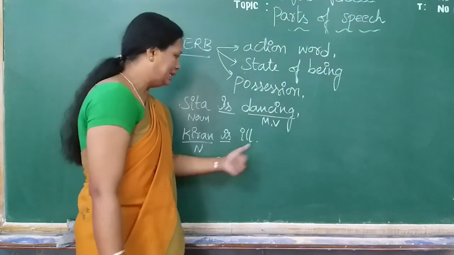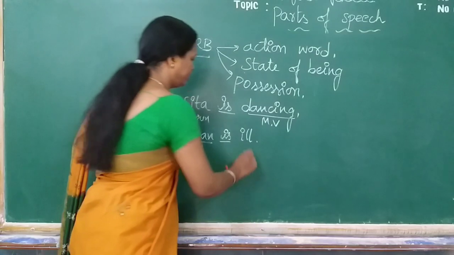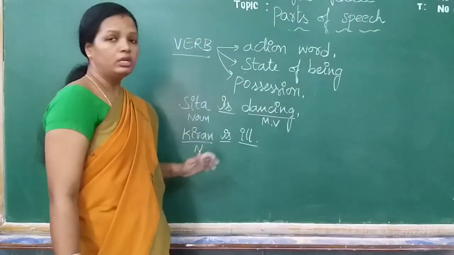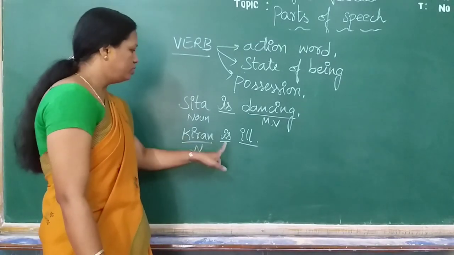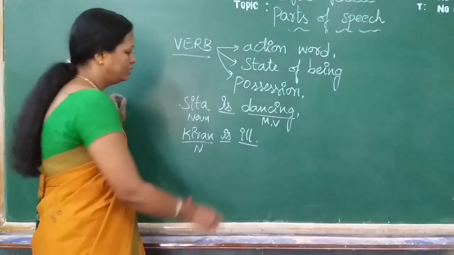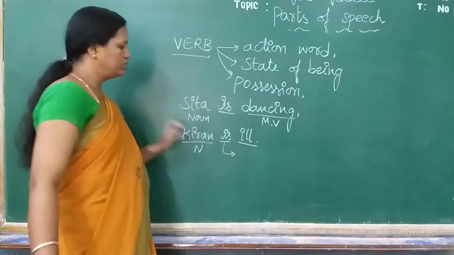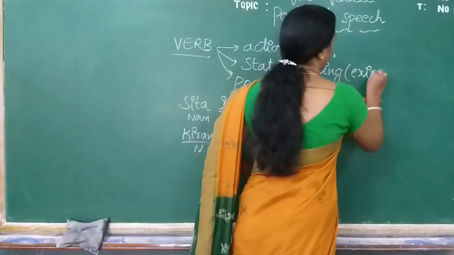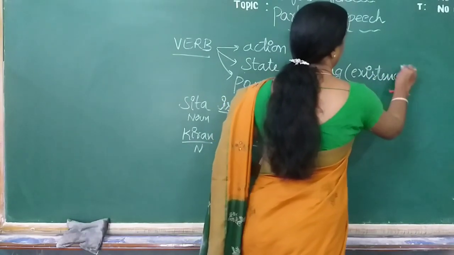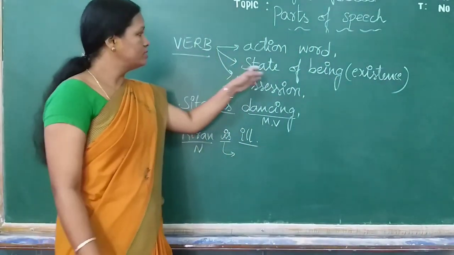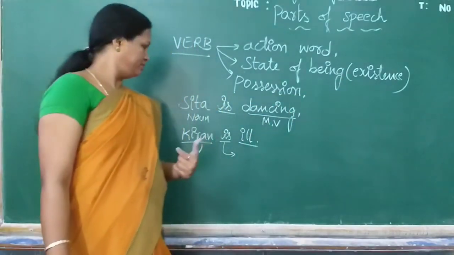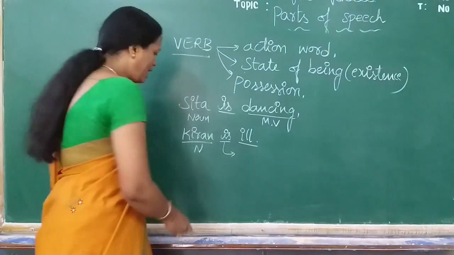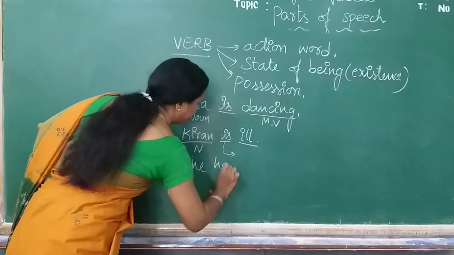So, Kiran is ill. He is not feeling well. Ill is an adjective, which we will discuss later when we come to the next part of speech. So is is a verb. Here it is telling about the state of being, which is also called the existence of the noun. So that is state of being or existence. Kiran is ill. Next is possession. He has a pen.